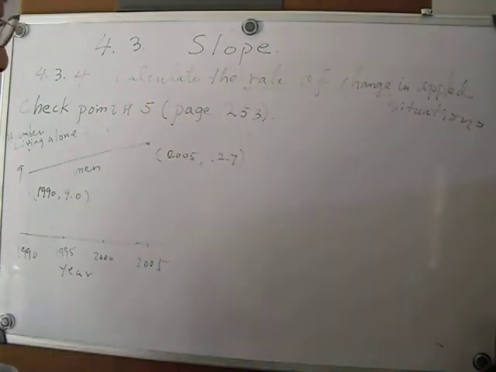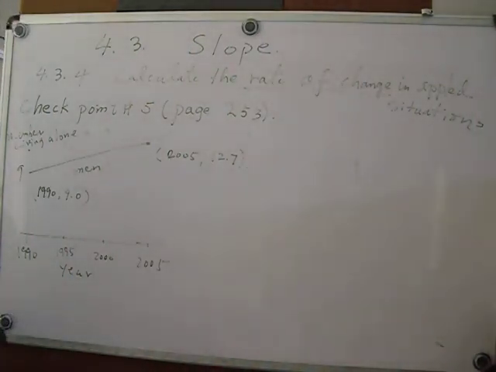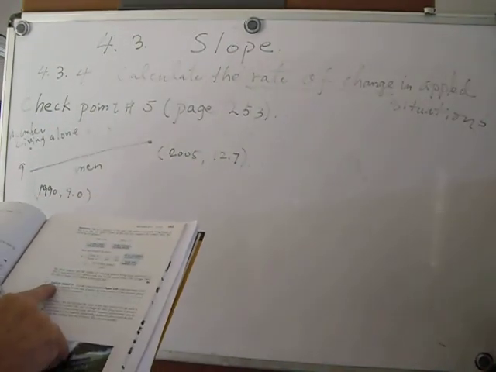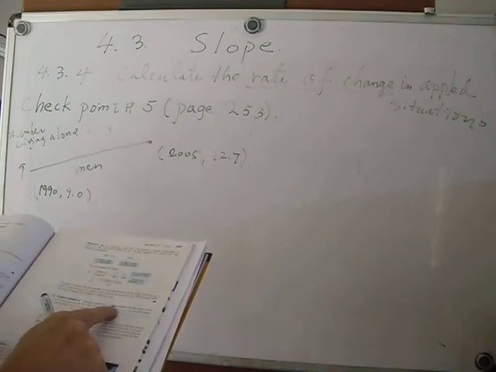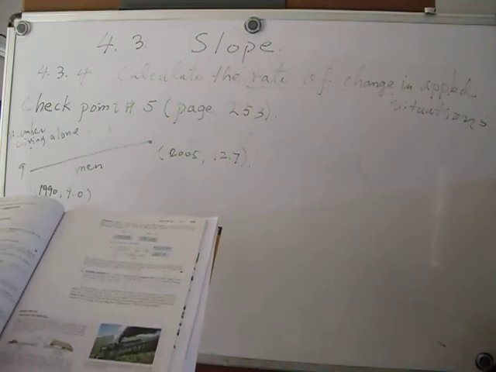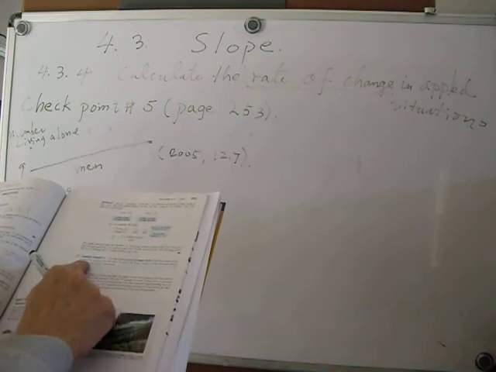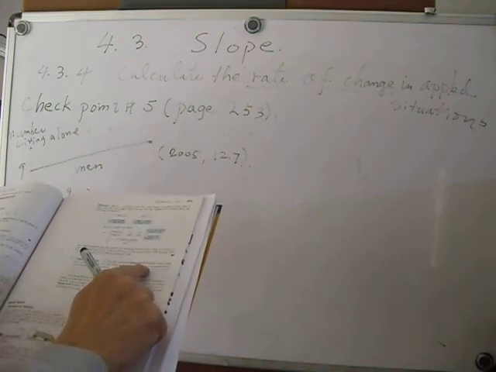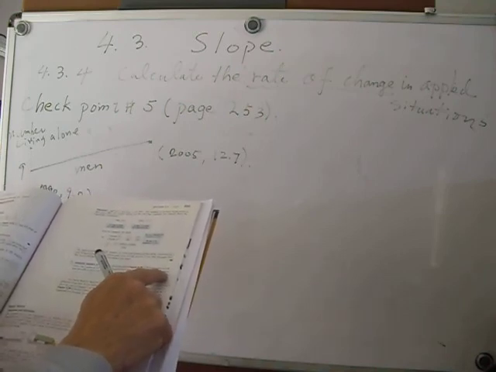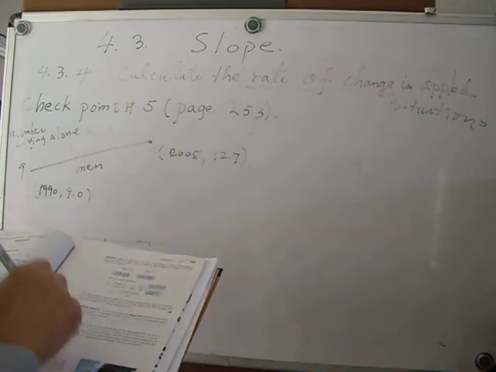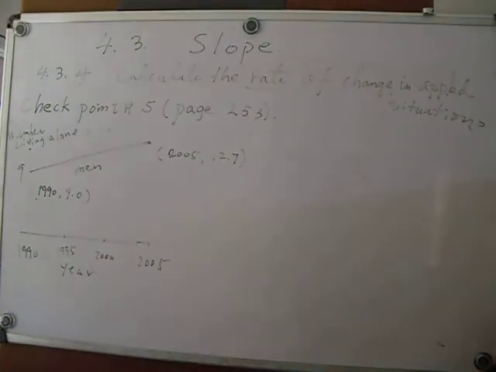This is our page number 253. Let me read the problem. Checkpoint number 5. Use the ordered pairs in figure 4.28 on the previous page to find the slope of the green line for men. Express the slope correct to 2 decimal places and describe what it represents. Describe, this kind of thing, using English to make sense. Describe the situation.